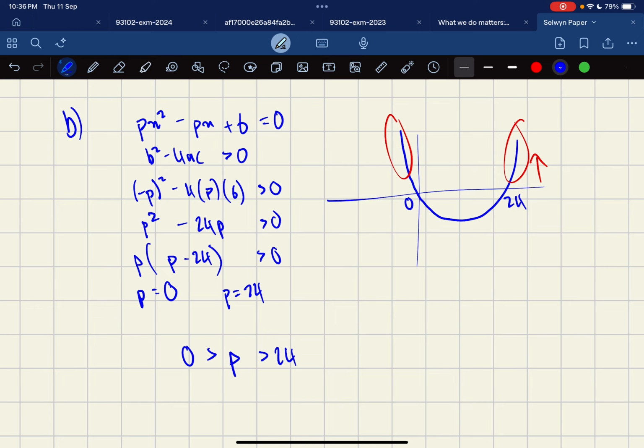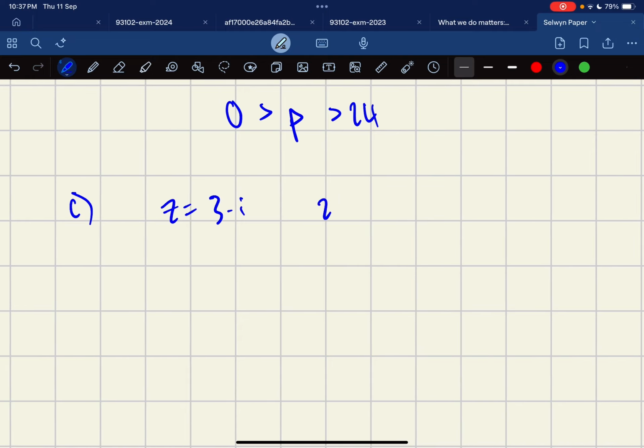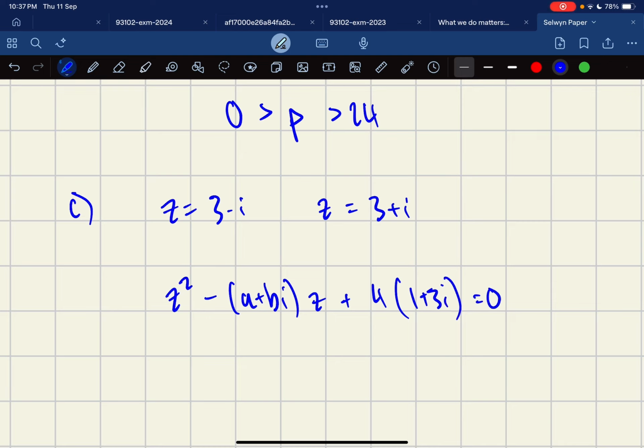Okay. Next question, part C. 3 minus i is the root of the equation z squared. Okay, so z equals 3 minus i as a solution. And so for the conjugate root theorem, z must also equal 3 plus i. And we have the equation z squared minus (a plus bi) times z plus 4 times (1 plus 3i) equals 0, where a and b are real. So you need to find the values of a and b and the other root of the equation.